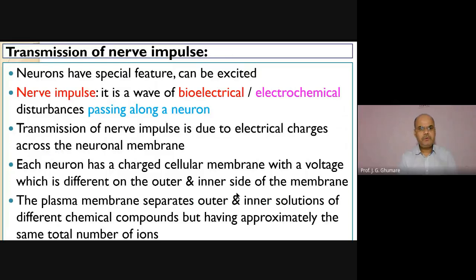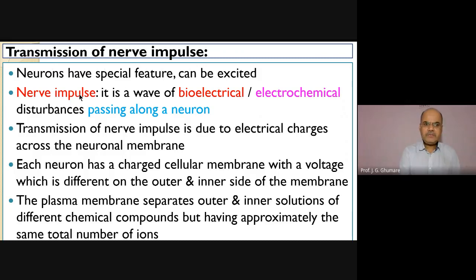Transmission of a nerve impulse we want to discuss inside one neuron and across the synapse. Remember, across the synapse we have discussed. Now we want to discuss how the transmission of impulse takes place in one neuron. Neurons have a specialized feature that we already discussed. This is called excitation, or the ability to get excited, remember.